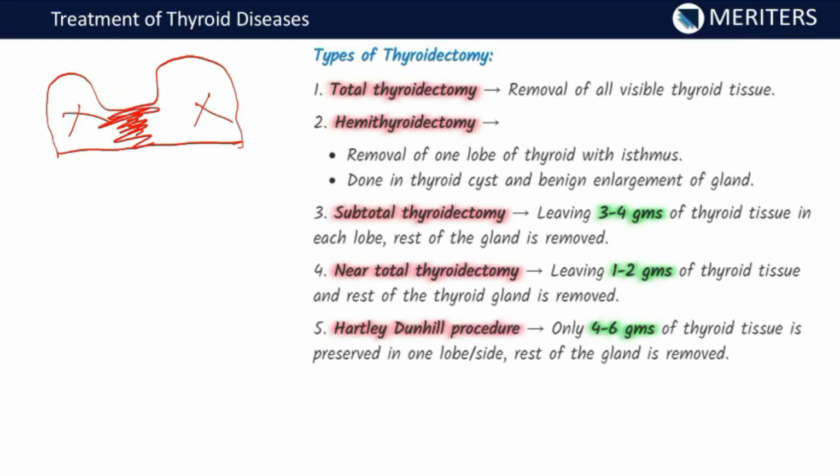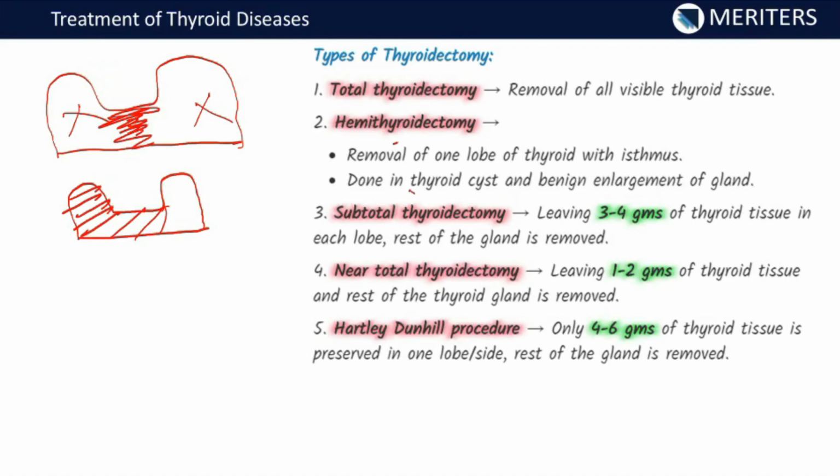So when you remove everything, that is a total thyroidectomy. Now what is hemithyroidectomy? It is removal of one lobe of thyroid with isthmus. Okay, so that is your one lobe, isthmus, and other lobe. So what is hemithyroidectomy? Removal of one lobe, with isthmus. Okay, so that is your hemithyroidectomy.